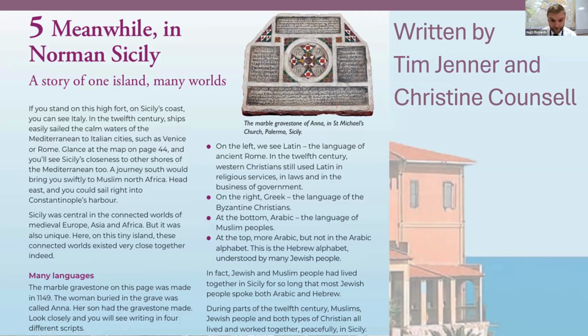If you stand on this high fort on Sicily's coast, you can see Italy. In the 12th century, ships easily sailed the calm waters of the Mediterranean to Italian cities, such as Venice or Rome. Glance at the map on page 44, and you'll see Sicily's closeness to other shores of the Mediterranean too. A journey south would bring you swiftly to Muslim North Africa. Head east, and you could sail right into Constantinople's harbour. Sicily was central in the connected worlds of medieval Europe, Asia, and Africa. But it was also unique. Here, on this tiny island, these connected worlds existed very close together indeed.